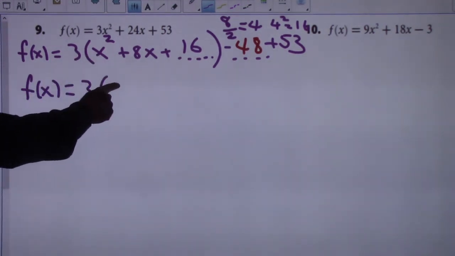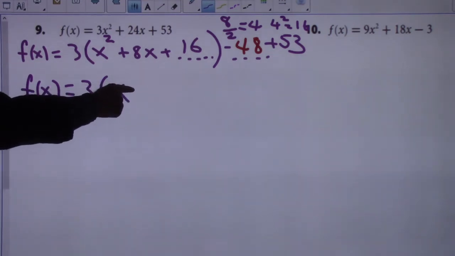And so this is going to be x. What goes here now? x plus 4.